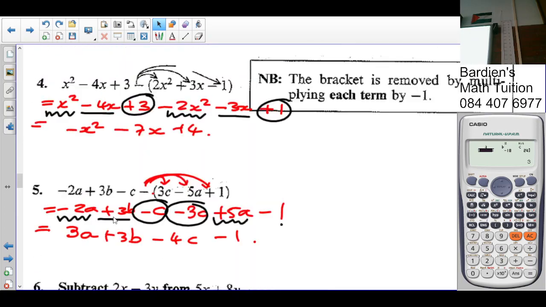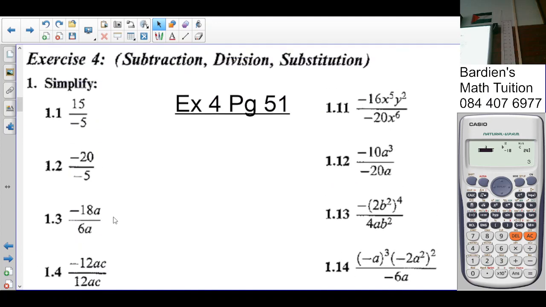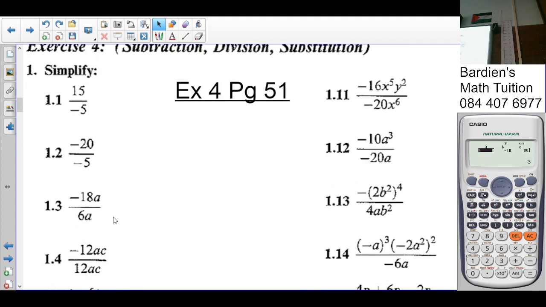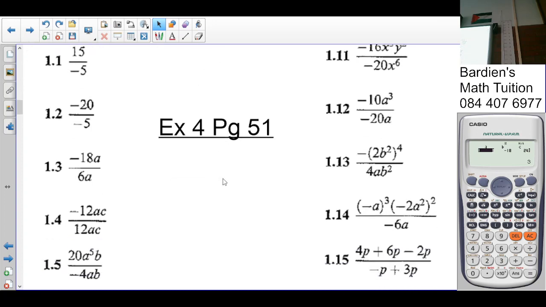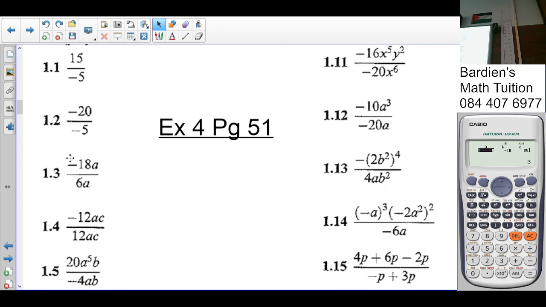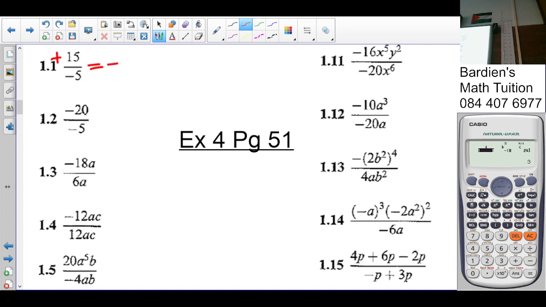Right, number 1. Let's go to number 1 quickly. This is exercise 4, page 51. Number 1.1. What's that answer? Negative 3. Positive divided by negative is negative. 5 into 15 is 3 times. The next one? Positive 4. Negative divided by negative is positive. 5 goes into 20, 4 times. The next one? Negative 3.